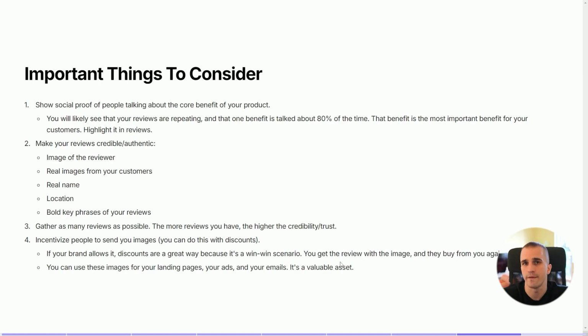And these images and videos are so important because you can use them for your landing pages, and not only for landing pages, you can use them for your ads because these ads work very well. You can use them for your emails. So it's a very valuable asset, and it's worth giving the discount to get them if your brand allows you to do so. Of course, if you're a luxury brand, you don't want to give discounts, and you can't do much about it. But if you can, I highly encourage you to get these images and videos from your customers so that you can increase your conversion rate and increase your ROAS.